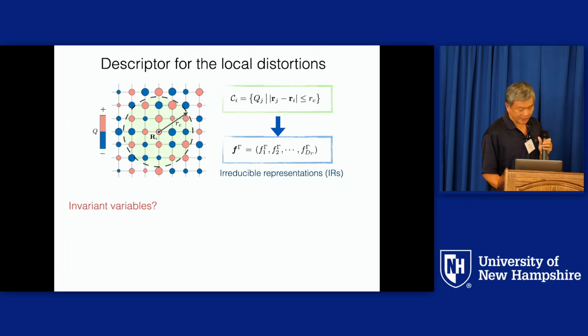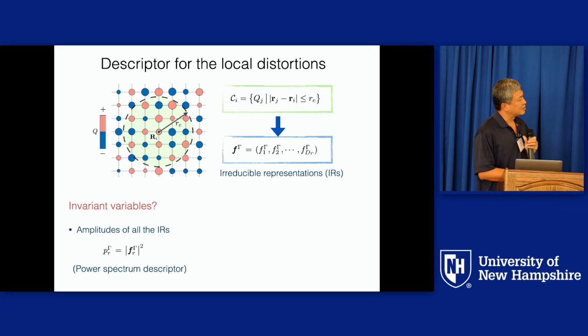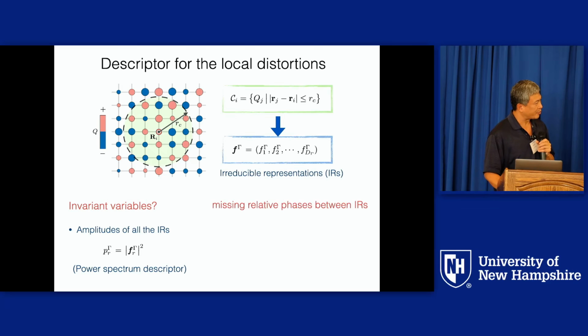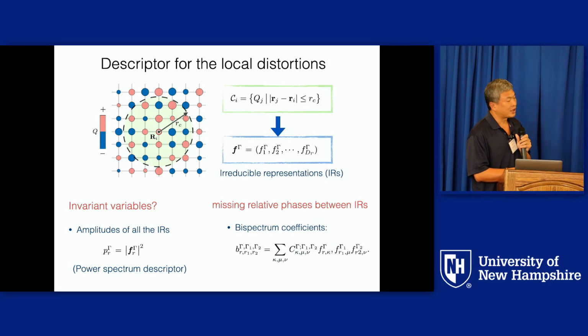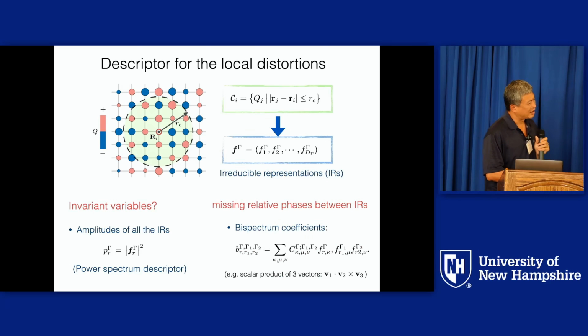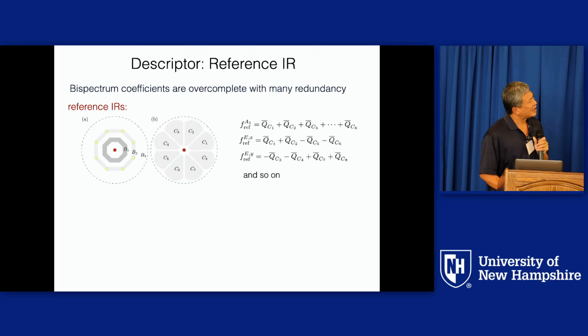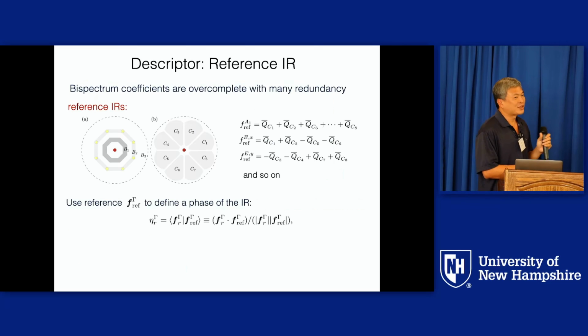One is, of course, just the amplitude. So if your descriptor is based on only the amplitude, this is called the power spectrum. And the problem with the power spectrum is it misses the relative phases between different irreducible representations. So the most general set of invariant feature variables is called bispectrum coefficients. And this is kind of like the triple product of three-dimensional vectors. Right. But the number of bispectrum coefficients for most cases is too many, and many of them are redundant.